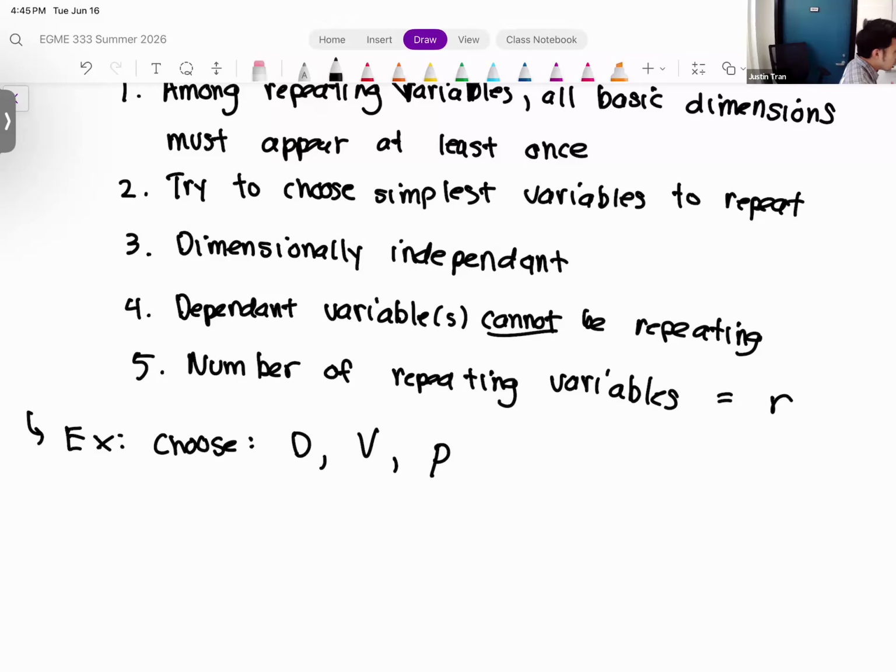You could have chosen viscosity here. Viscosity is another fine choice, but viscosity has all three dimensions: mass, length, and time. I find density just a little bit simpler, because it only has mass and length. So that is step four: choose your repeating variables. Any questions on step four here? All right. Step five.